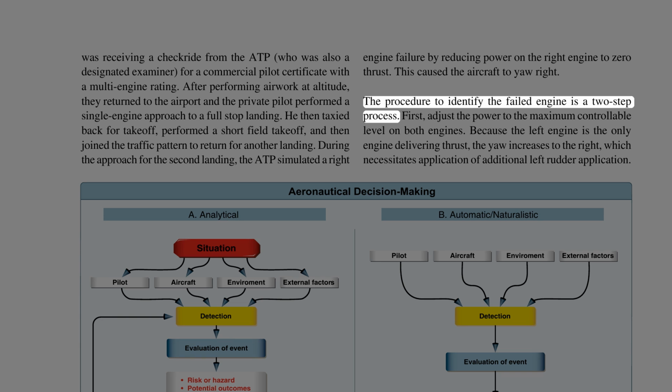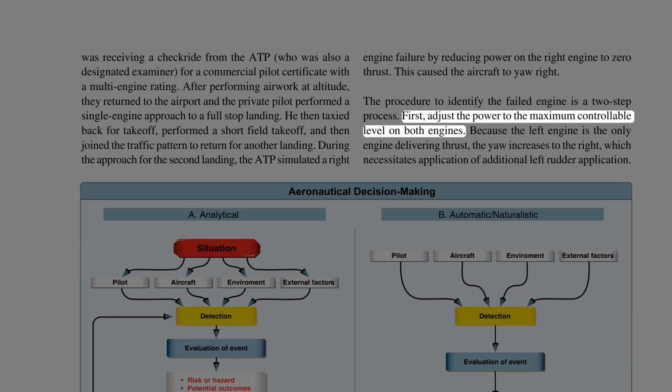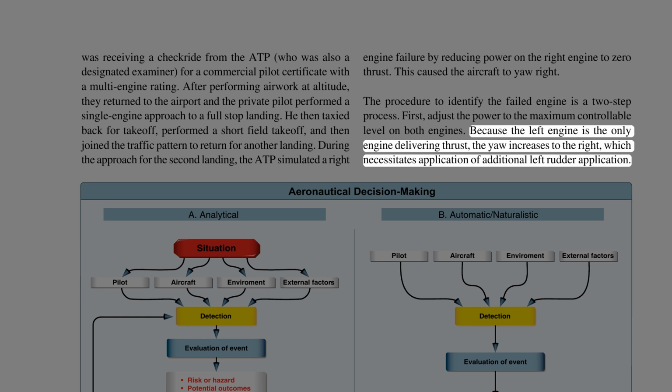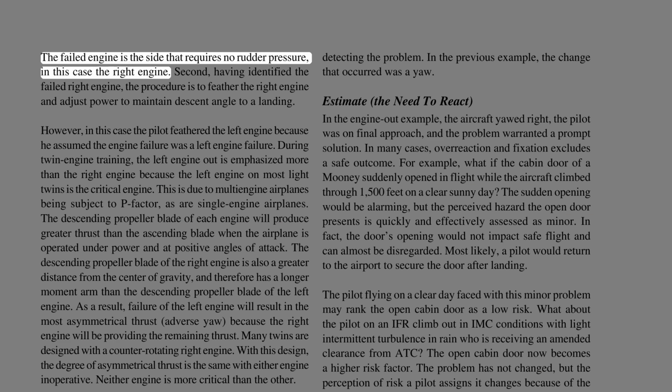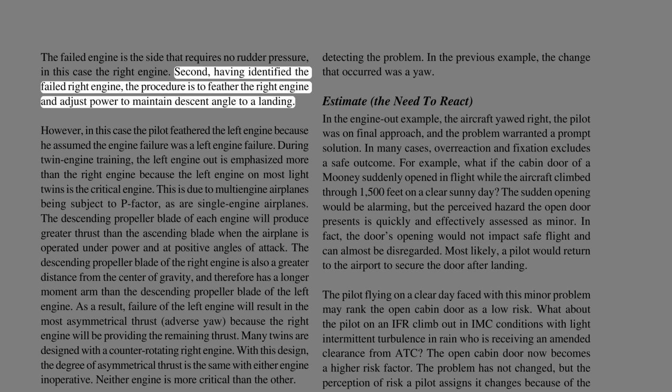The procedure to identify the failed engine is a two-step process. First, adjust the power to the maximum controllable level on both engines. Because the left engine is the only engine delivering thrust, the yaw increases to the right, which necessitates application of additional left rudder. The failed engine is the side that requires no rudder pressure, in this case, the right engine. Second, having identified the failed right engine, the procedure is to feather the right engine and adjust power to maintain descent angle to a landing.